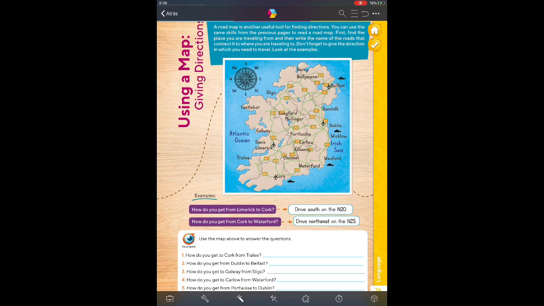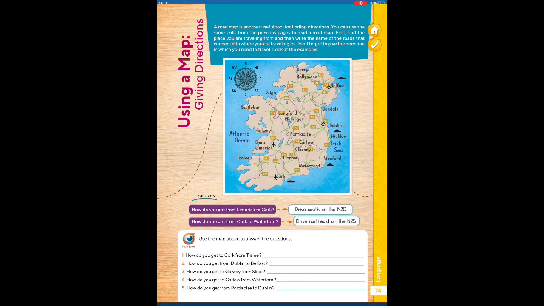Then we go to the last page, 74, where it says using a map giving directions. A road map is another useful tool for finding directions. You can use the same skills from the previous pages to read a road map. First, find the place you are traveling from. Tienes que encontrar el lugar desde donde estás viajando, okay? That's the first step. You need to find the place, okay?